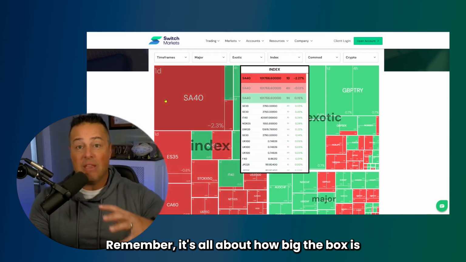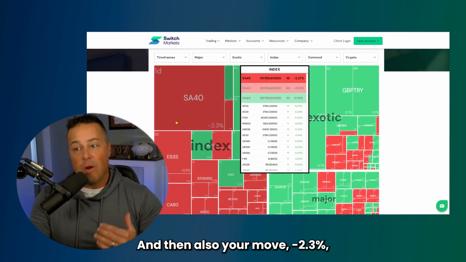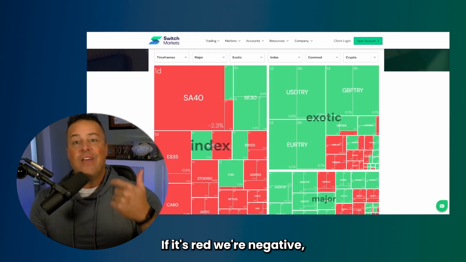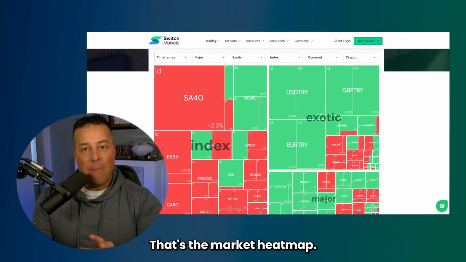Remember, it's all about how big the box is. That's going to be the volume. And then also your move, negative 2.3%. That's going to be your volatility. If it's red, we're negative. If it's green, we're positive. That's the market heat map. That's where you find it.